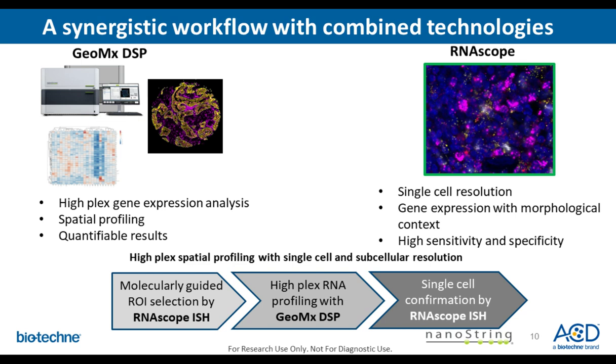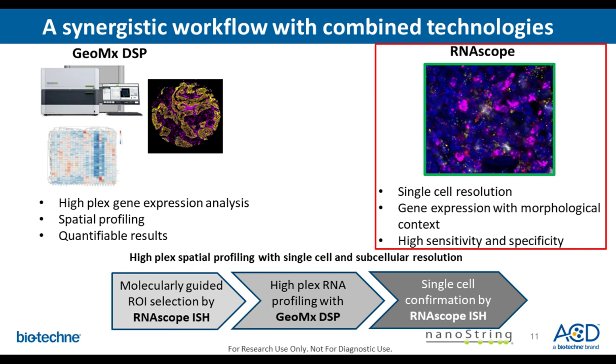So integrating these together, you can use RNAscope for molecularly guided ROI selection, going to GeoMx using that RNAscope result to identify regions of interest, and then doing high-plex profiling of those, and ultimately going back in and doing single-cell confirmation by RNAscope technology. And so I'm going to turn it over to Anushka now, who's going to tell you more about the RNAscope technology.